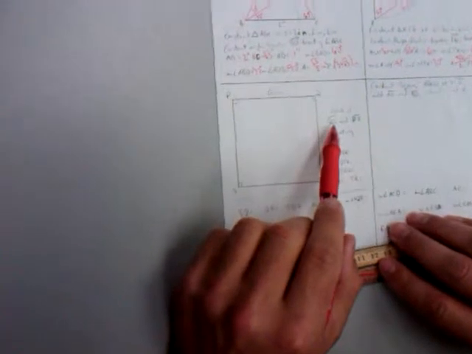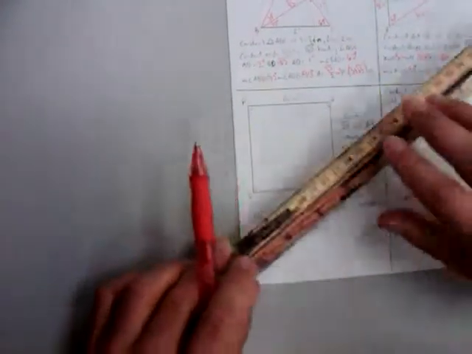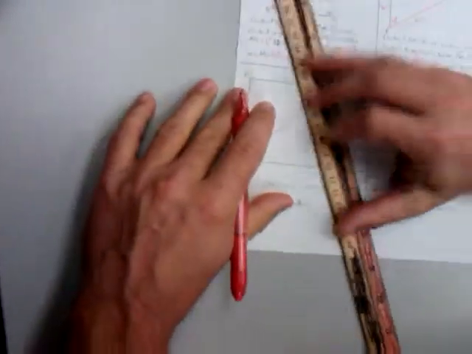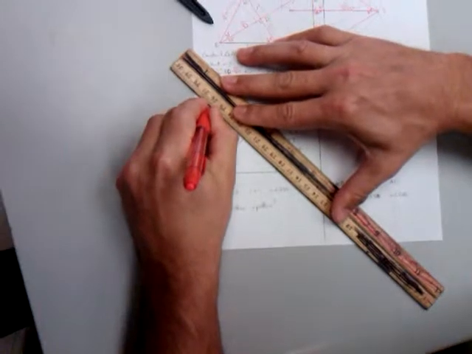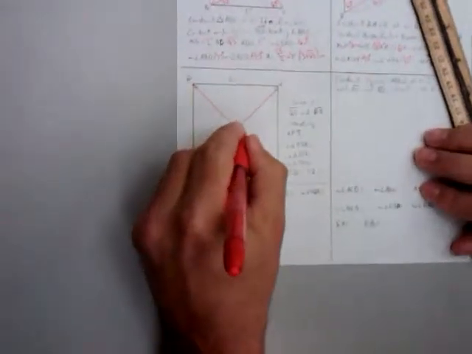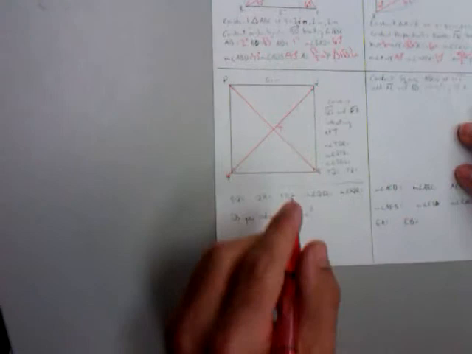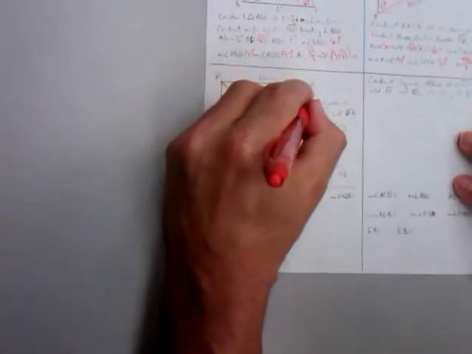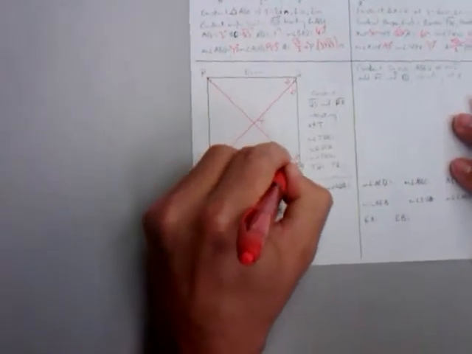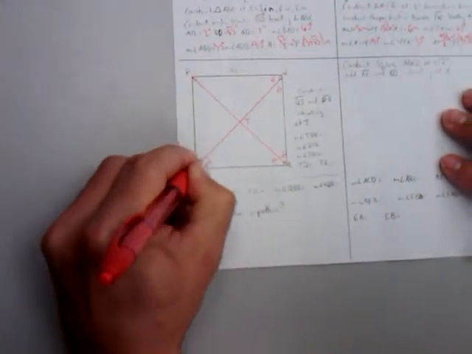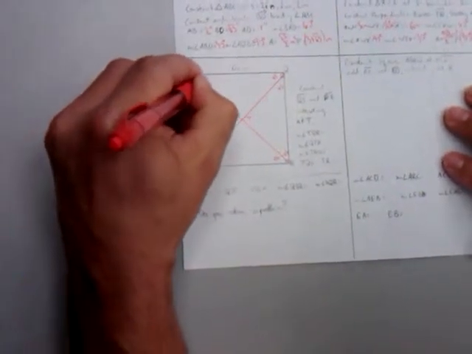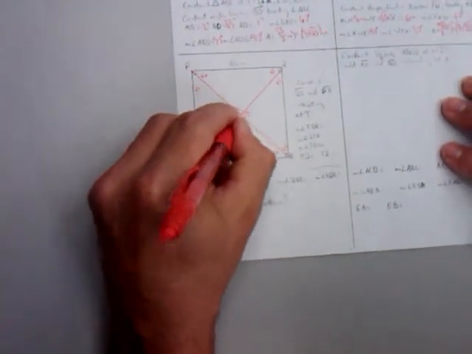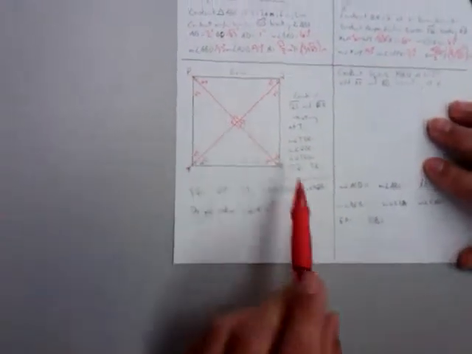It says construct segment QS and segment PR intersecting at T. So here's QS and here's PR. And it says they intersect at T, so this point will be called T. What they do is they bisect these angles, so these all become 45 degrees. And if this is 45 and this is 45 and this is 90, therefore all of these are 90. So you just got a lot of information for free.